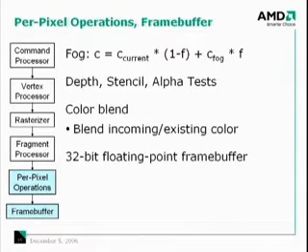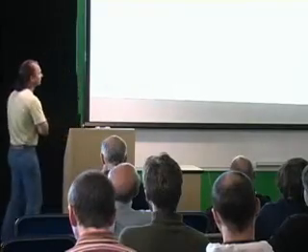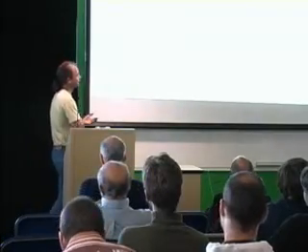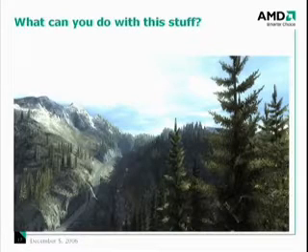Then there's also this notion of blending the incoming color with the color that's already there. So if you have something that's translucent, you want to take some of the translucent color and some of the color that's already in the frame buffer and blend those together. And the important thing here is we have this 32-bit floating point frame buffer that you can use. You don't have to use it. There are also fixed point formats, but it can be useful. And I've got a couple pictures here, and I'll show a little demo in a second.